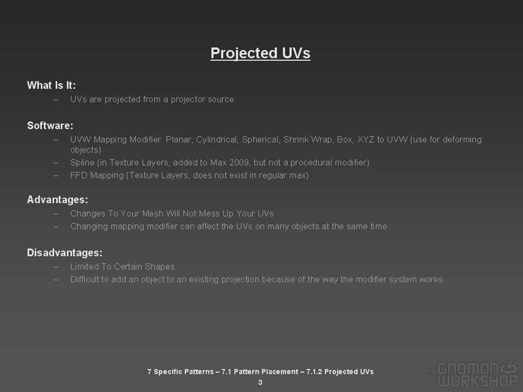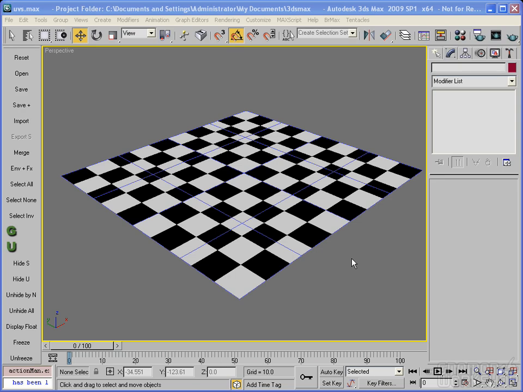And it's also difficult to add an object to an existing projection because of the way the modifier system works. So this is just a really quick demo to show the difference between specific UVs and projected UVs.